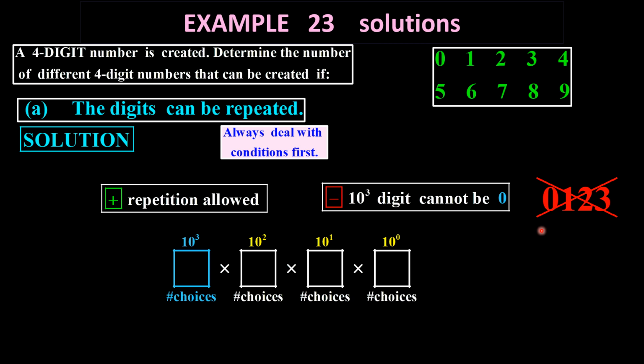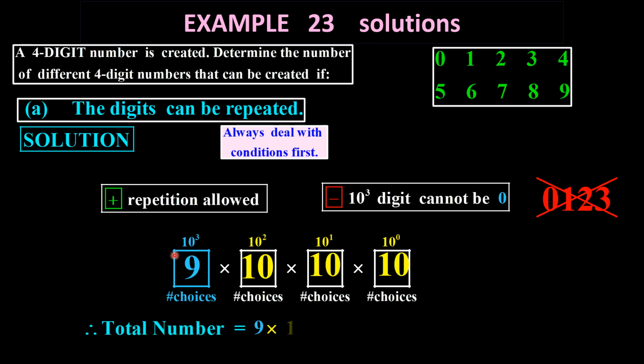So let's look at our options now. So the spaces. In other words, here I cannot have a 0. So how many options do I have? I have any of the 9. But then for the 100th digit, or that place there, I can have any of the 10, and any of the 10, and any of the 10. Repetition is allowed. So in other words, the total number of 4-digit numbers I can have is exactly 9,000.